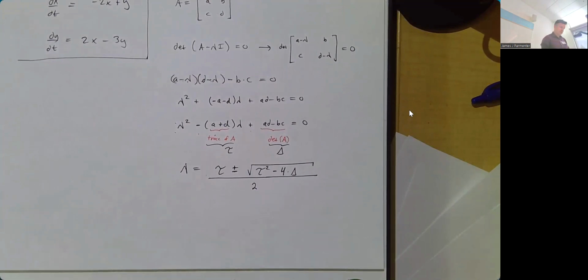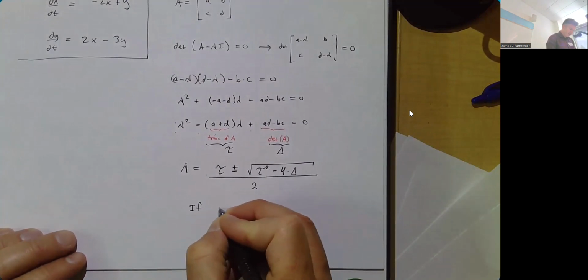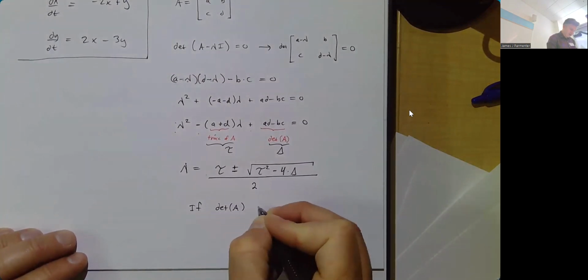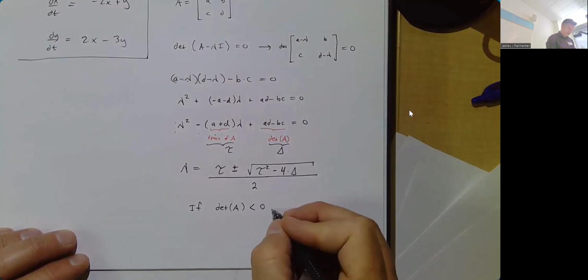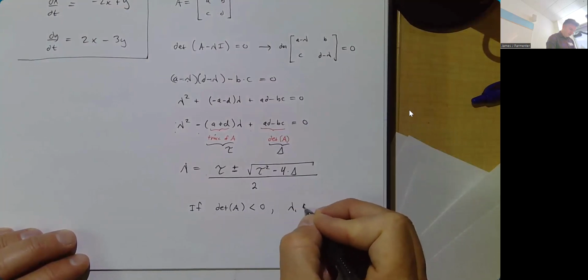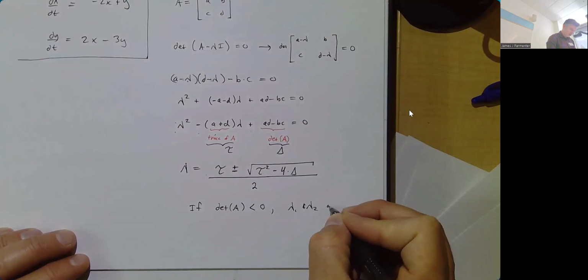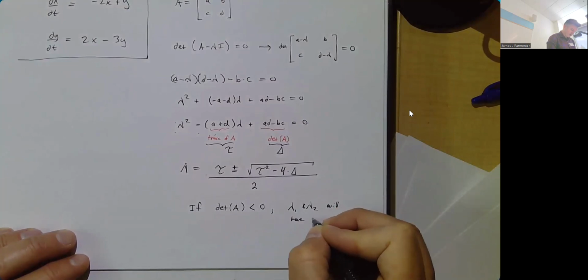So it's just interesting to note that if the determinant of A is negative, then lambda 1 and lambda 2 will always have opposite signs, which means we'll have a saddle.